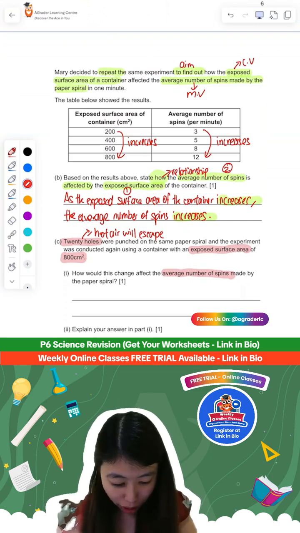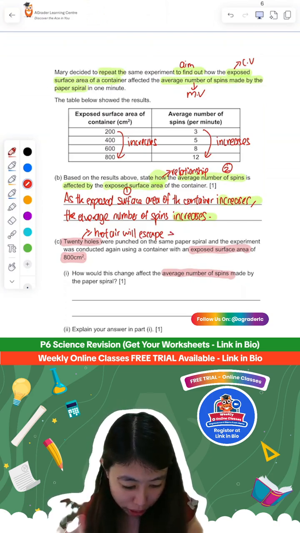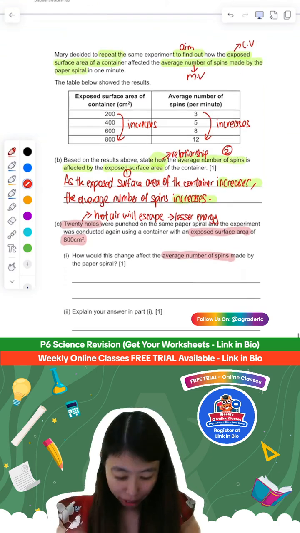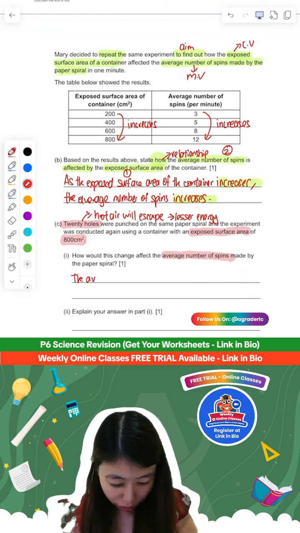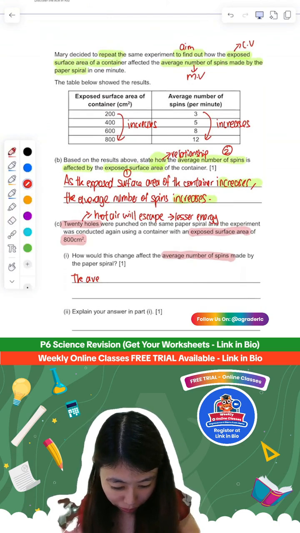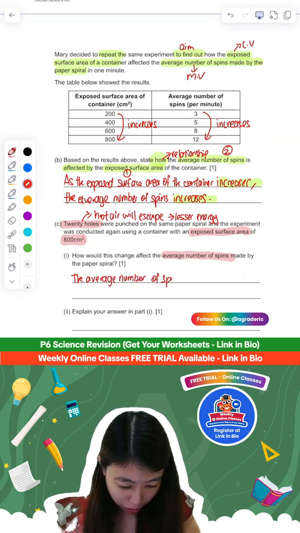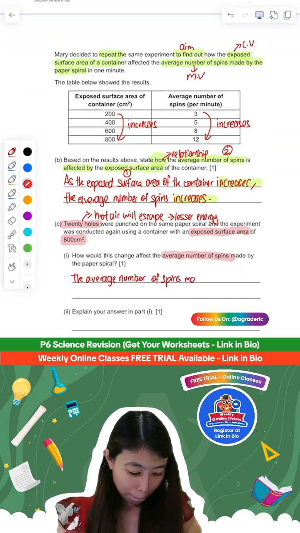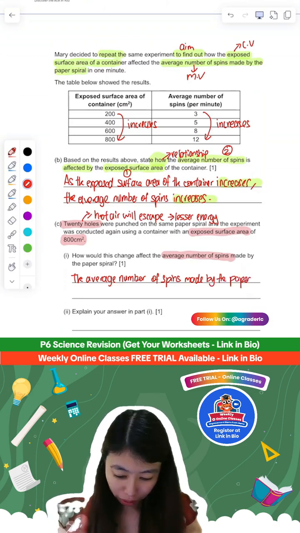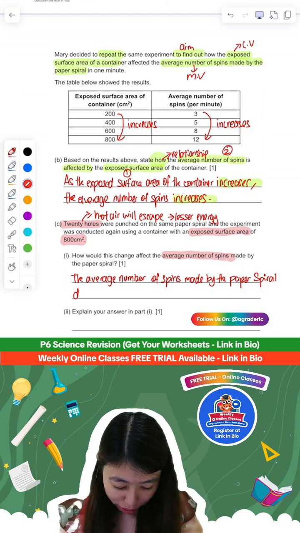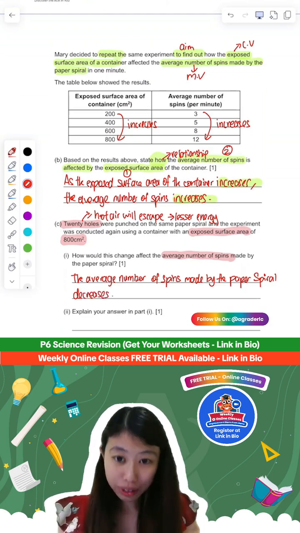Okay, so let me write this one down first. So when hot air escapes, there will be lesser energy. Okay, so you can say that the average number of spins made by the paper spiral decreases. Very good. Those of you sending your answers, you got it correct. Okay.